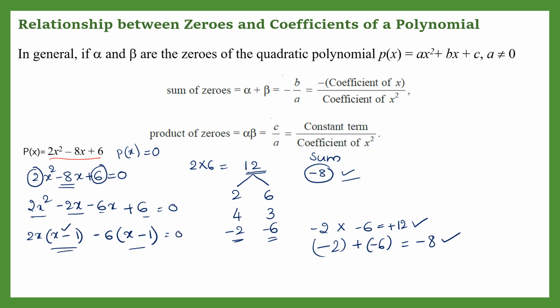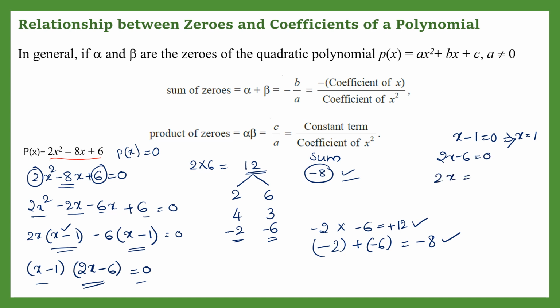So you can take x minus 1 common. You will get x minus 1 into 2x minus 6, which is equal to 0. If you equate each term to 0, you will get the value of x. X minus 1 is equal to 0, that means x is equal to 1. The other term is 2x minus 6, equal to 0. That means 2x is equal to 6, x is equal to 6 by 2, that means x is equal to 3.